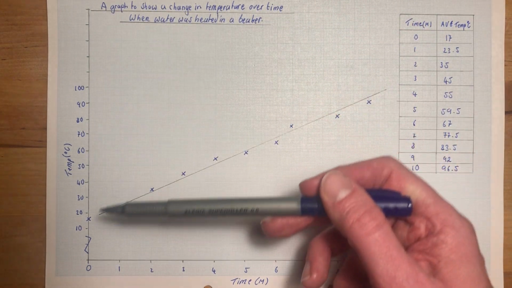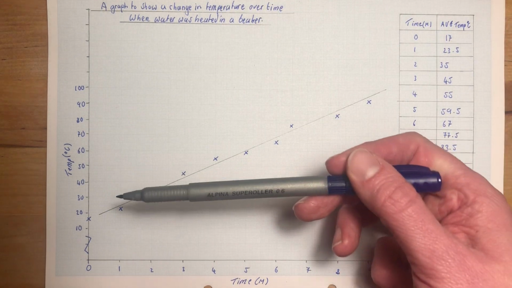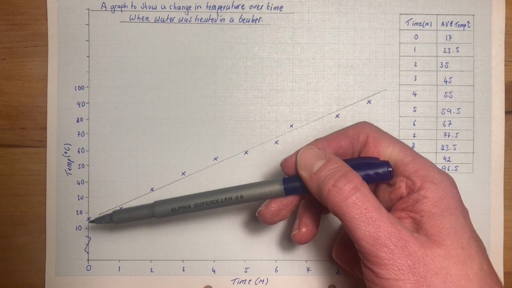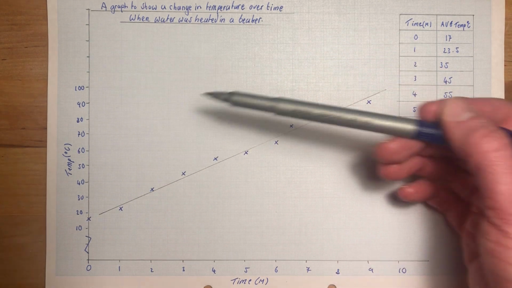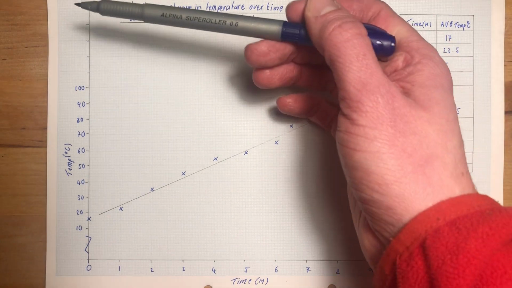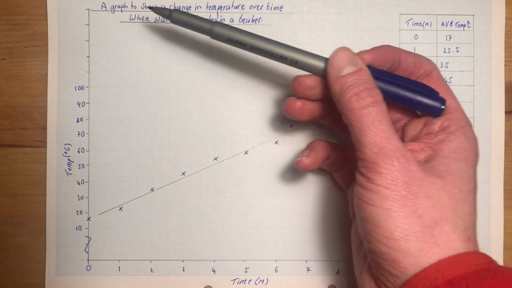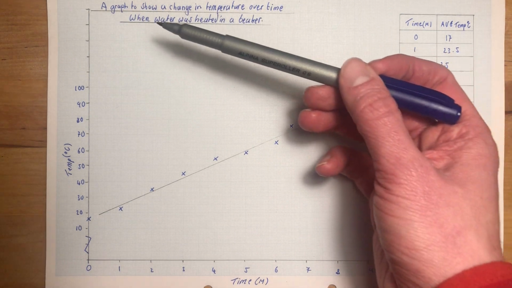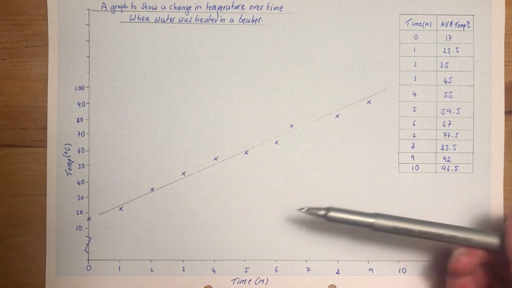In hindsight, I probably would have chosen to have done the graph portrait rather than landscape, but I had to kind of make it work. So I started from 10 there and then worked my way up to 100 there. As I said, if you flip the graph around the other way, doing this in portrait probably works a lot better. Then I've given myself a title, so a graph to show a change in temperature over time when water was heated in a beaker. And you can see I've got all my units on each of my scales as well.